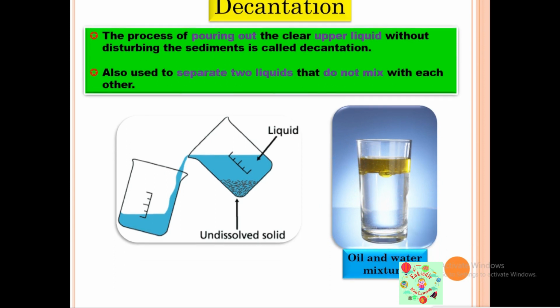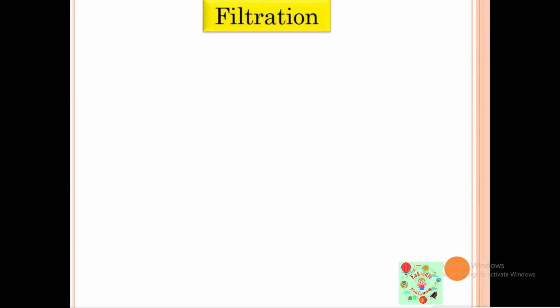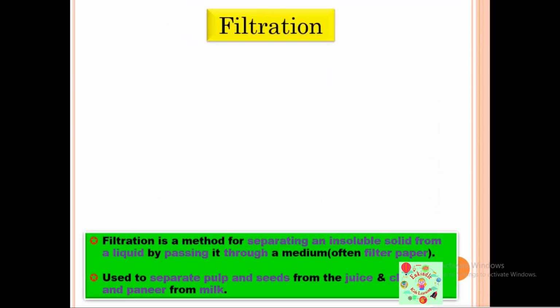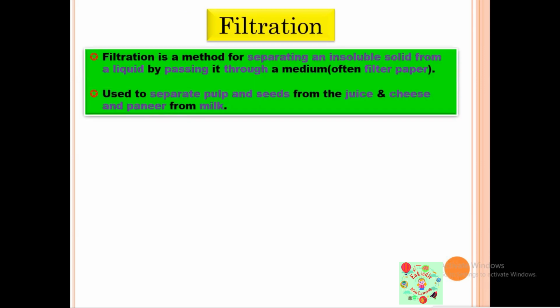Which is the next method of separation? That is filtration. What do you mean by filtration? Filtration is a method for separating an insoluble solid from a liquid by passing it through a medium, often filter paper. It is used to separate pulp and seeds from the juice and cheese and paneer from milk.